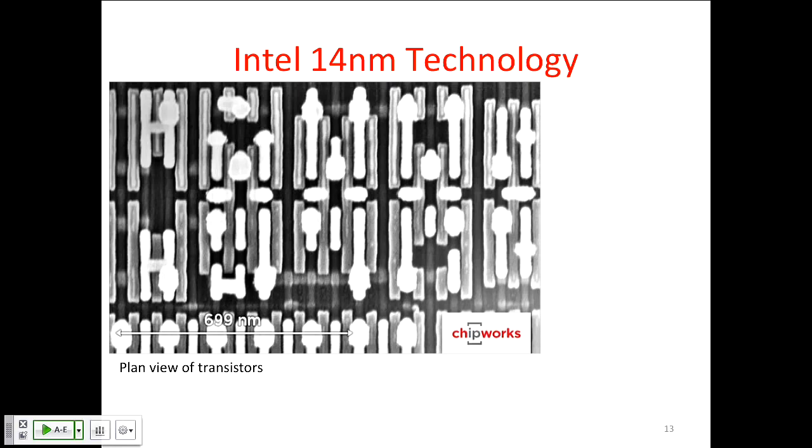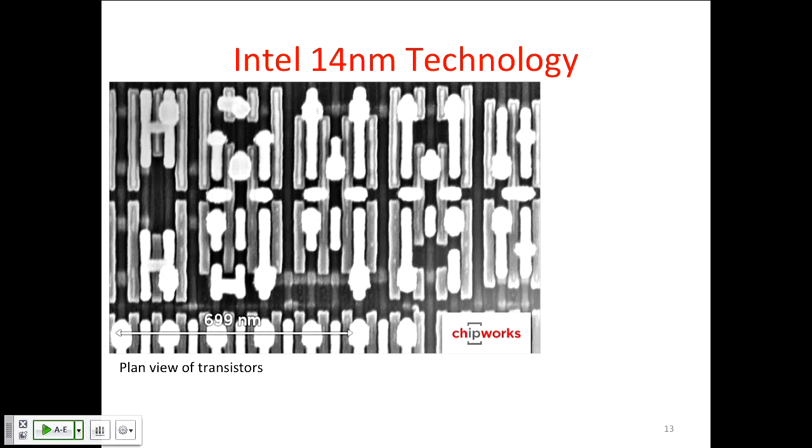And here's a distance scale. So this is 700 nanometers from here to here. You can see how tightly packed these transistors are. So the transistors themselves are amazing, but what's more amazing to me is they can all be connected together in an arbitrary pattern on the chip using layers of metal.